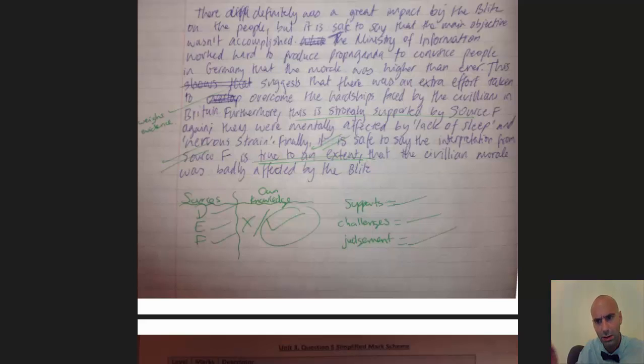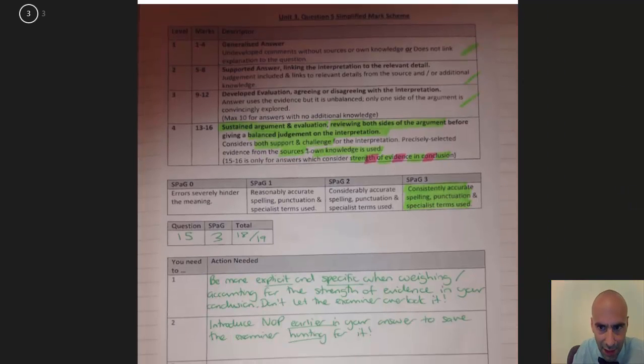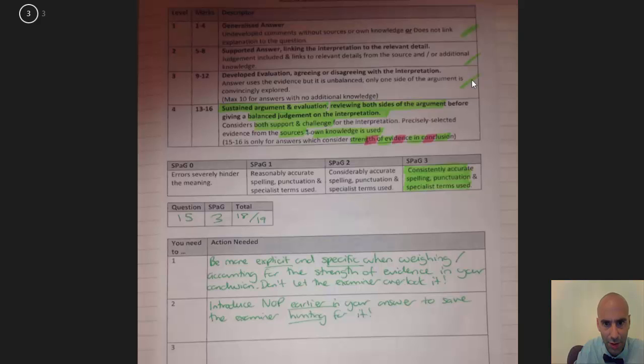It's not the interpretation is true, it's not, it's false, it's somewhere in between, so taking account of both sides of those arguments. Now, what did this candidate get? If we look up at 13 and 16, is it a sustained argument evaluation? Yes, it is. Do they review both sides of the argument? Yes, they do. Have they given a balanced judgment? Well, we've just seen that, so yes, they do. Consider both support and challenge. Precisely selected evidence from the sources, yep. And own knowledge, yes, we've seen that.